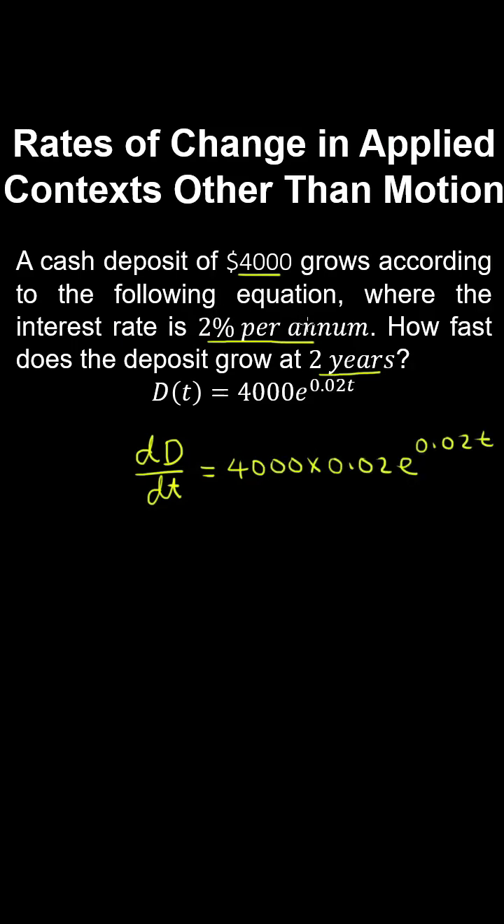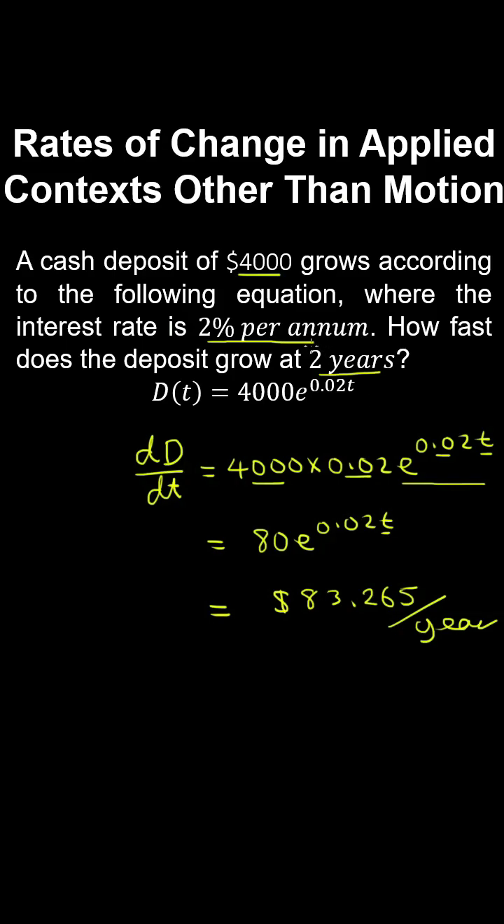So the interest is in units of per annum or per year, multiplied by the time in years, makes this term dimensionless. And here we have the deposit in dollars by the interest rate, which is in per year, and that's consistent with the units of the derivative. So simplifying this and substituting a time of 2 years gives the following result. So at 2 years, the deposit grows at a rate of $83 per year.